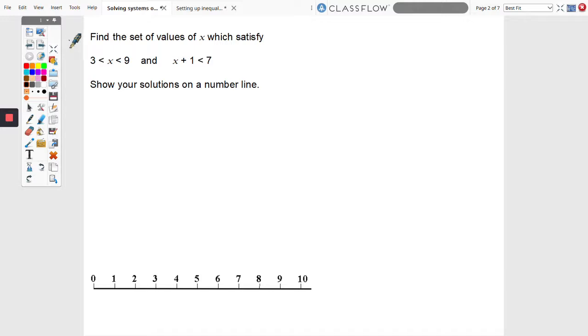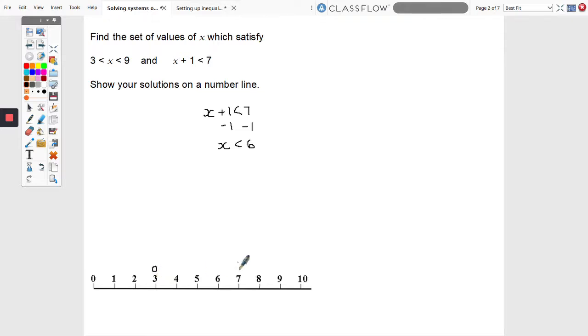So the compound inequality on the left-hand side is already in a form that I can represent on a number line, but I need to solve the inequality on the right. So I've got x + 1 < 7, and I'm going to subtract 1 from both sides, and that will show me that x < 6. And I'm now going to represent both of these inequalities on this number line.